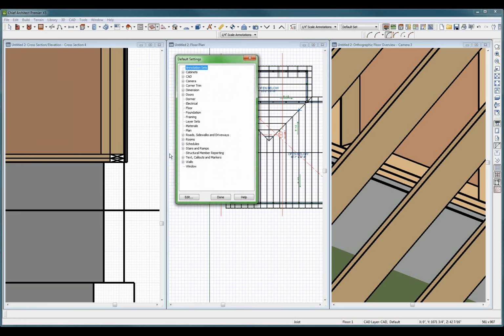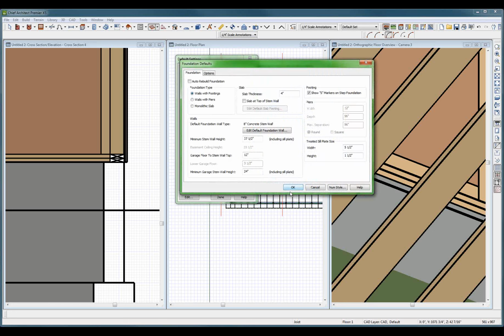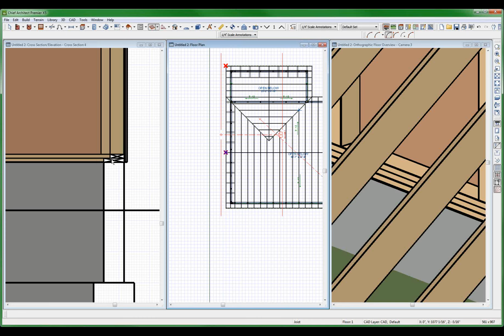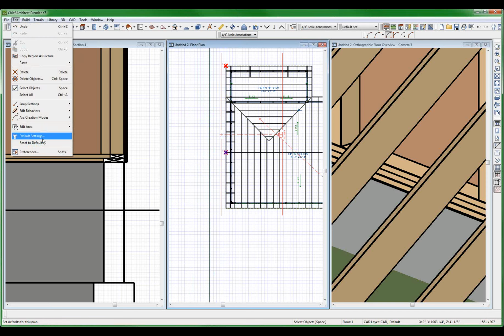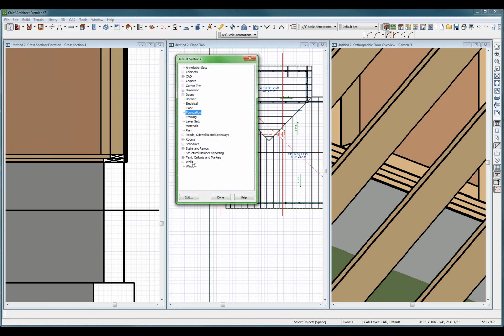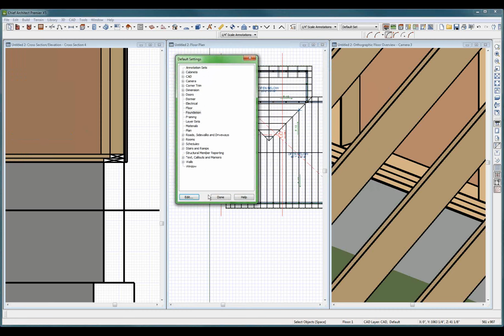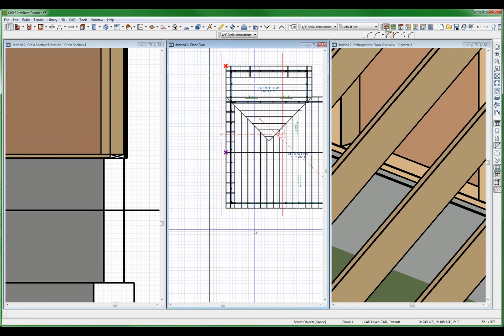Edit. I know this is painful. You'd think by now I'd know this crap. Foundation. There it is right there. 8. Done. Yeah, now you got your 8-inch sill. Okay, now let's go over to here and edit. Maybe that's where it is in the default settings. And I was screwed up in the framing. Height 0. There it is. Sorry I spent so much time doing this.